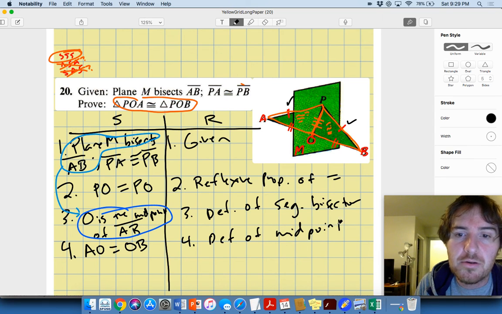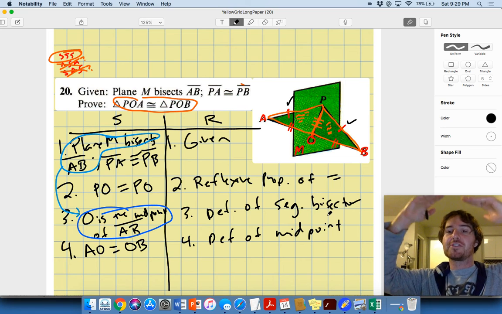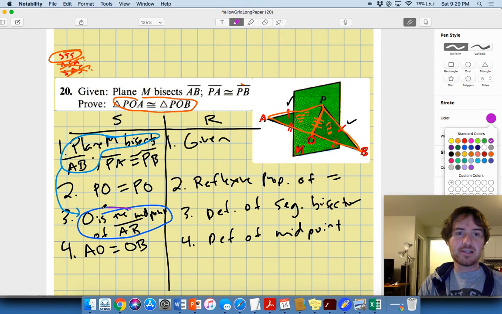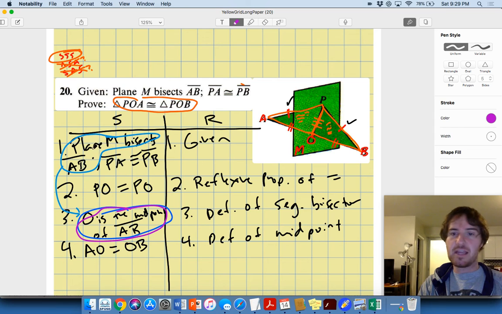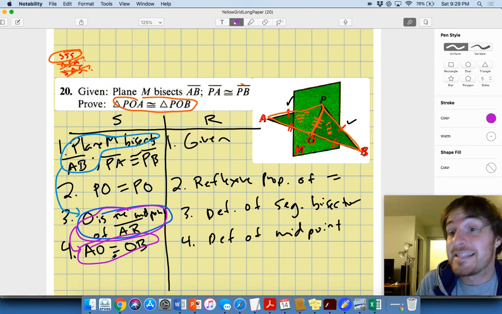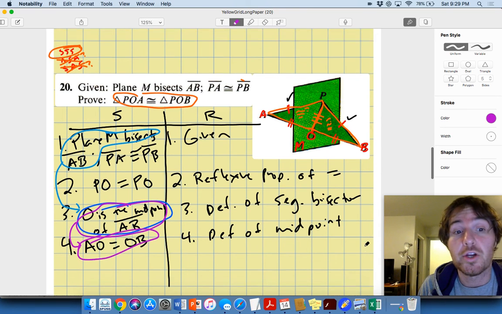Okay, so remember, proofs work a lot of the way where it's just one step at a time. How does this statement get us to a new statement here? And then how does this statement that I just said as a consequence of statement 1 get us to a new statement we can write here? Well, that would be the definition of midpoint. If O is the midpoint of segment AB, then AO is equal to OB, right? That's part of the definition of midpoint right there, and we're good to go.